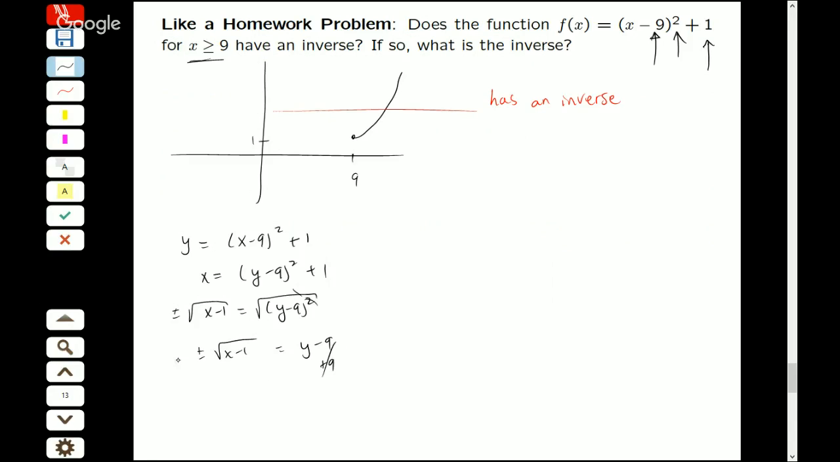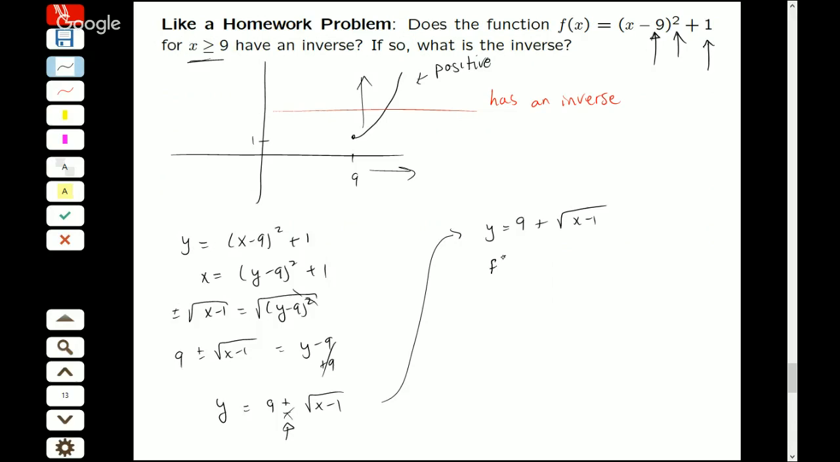Add that 9 to both sides. So we get y is equal to 9 plus or minus the square root of x minus 1. That sure looks like it's not going to be a function. It's got that plus or minus going on. But remember, these are positive y's. So I have to choose the positive symbol because we're restricting it to these x values, which means we're using those y values. It has to be positive. So I choose y equals 9 plus the square root of x minus 1, and that becomes my f inverse.